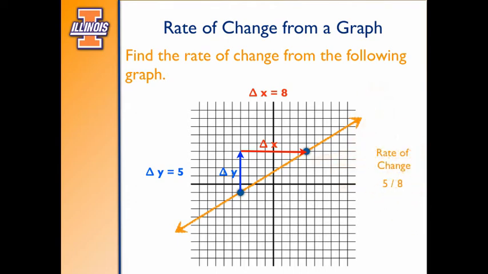So I take the ratio of those two numbers. I get 5 over 8, and that can't be reduced, so my rate of change is 5 over 8. This tells me that my y value increases by 5 as my x value increases by 8.